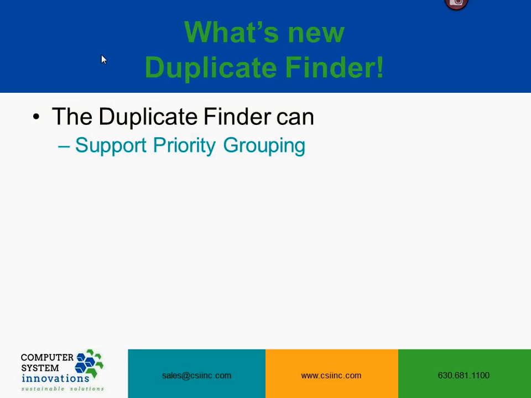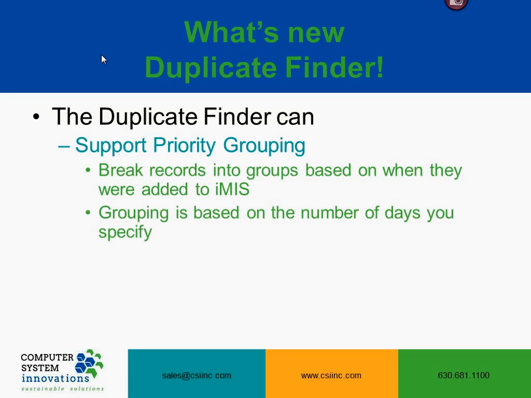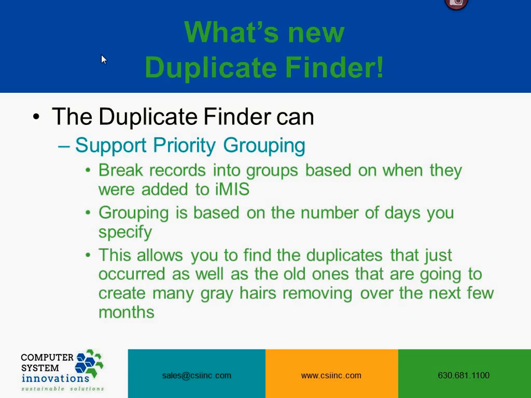It can support priority grouping. This is the most powerful, to me, the most powerful part of Duplicate Finder. Priority grouping breaks your records into groups based on when they were added to IMUS. You specify the number of days, and it allows you to find the duplicates that just occurred, as well as the old ones, and the ones that are kind of in between.